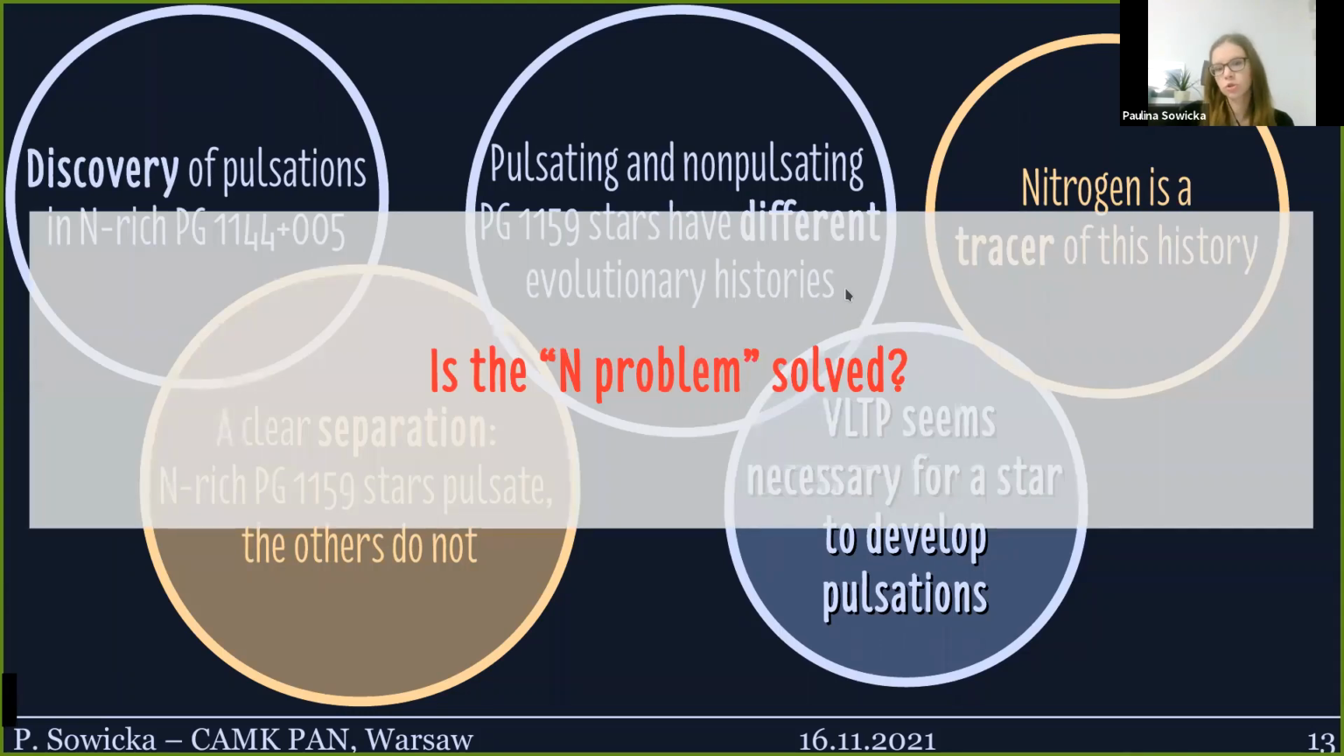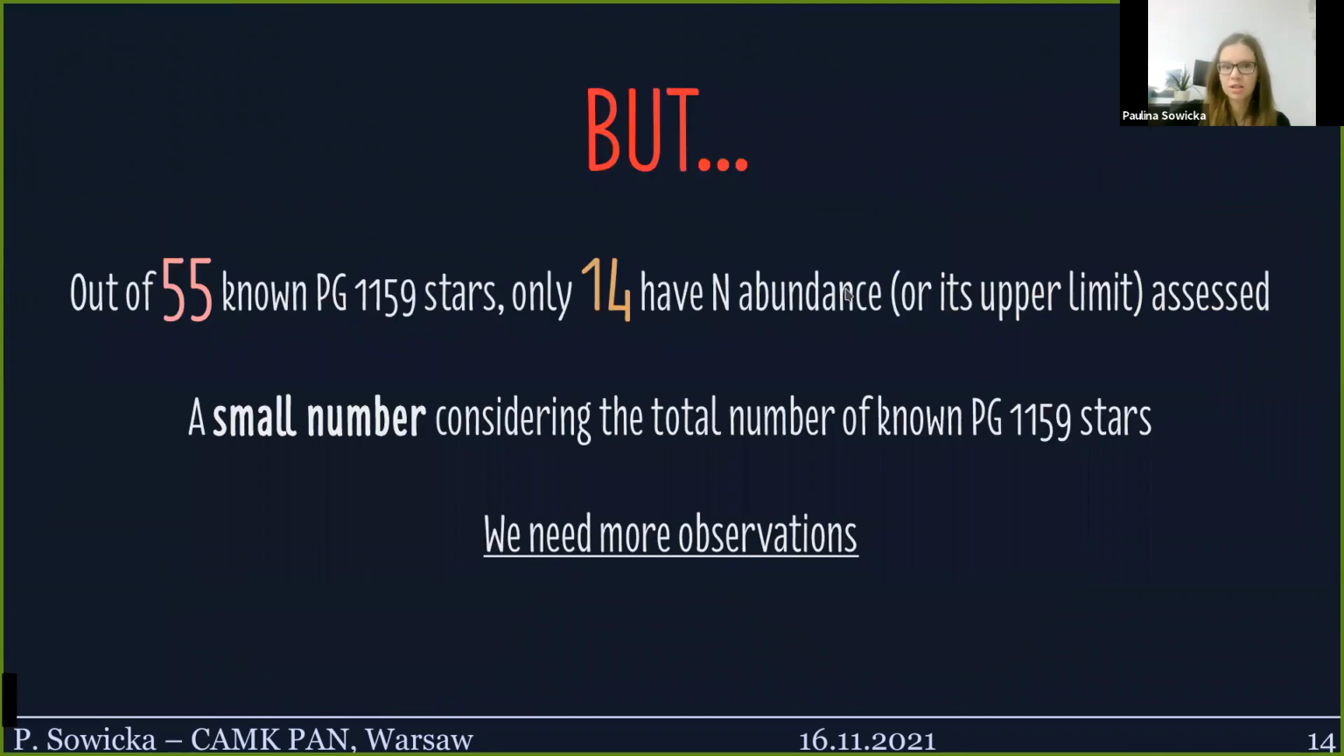Does it mean that the nitrogen problem is then solved? Well, maybe not so fast, because out of 55 known PG1159 stars, we know only 14 that have nitrogen abundance or its upper limit assessed. So this is a really small number considering the total number of the known stars. And of course, we need more observations, both the spectroscopic observations that allow us to determine the abundances, but also the photometric observations that we can use to check the variability of these stars.